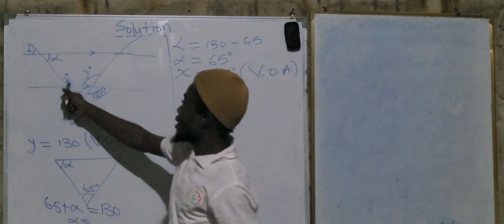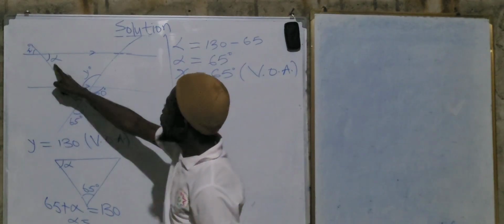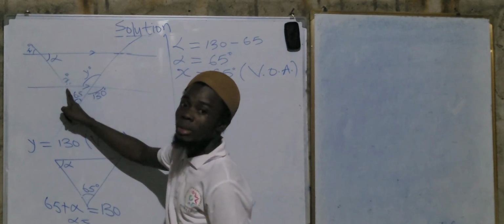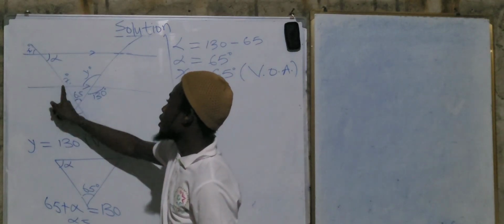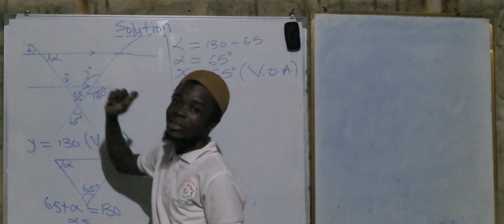But we need this angle, Z. Okay? If we have gotten this value here, observe these two angles. When you sum them, we are going to have 180. You can see they are co-interior angles, or you can see they are angles on a straight line.